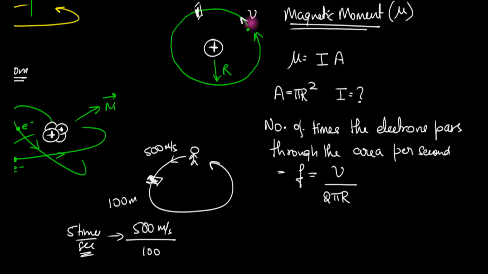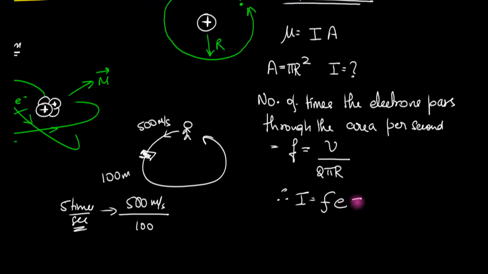Well, for example, if an electron were to pass 1 time per second, then the current would be e, because e coulombs pass in 1 second. If electrons were to pass 2 times per second, then the current would be 2e, because 2e coulombs pass per second. So the current is f times e, whatever f is, 2 or 10 or 1000. And so the current is just e times v divided by 2 pi r.